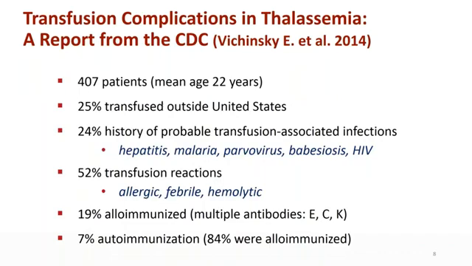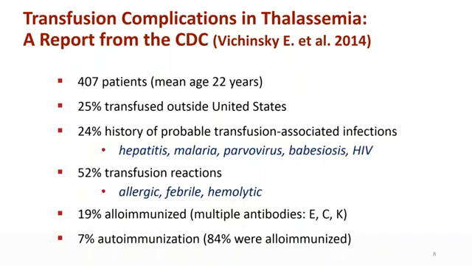The average age was 22 years of age, but it varied. There was a bimodal population of the majority being young and some older patients. Surprisingly, 25% of the population were transfused outside the United States. This reflects this population being largely an immigrant population, and they moved to the United States with a history of thalassemia or a history of transfusion. This is very important for the physician to determine when they first see a patient.